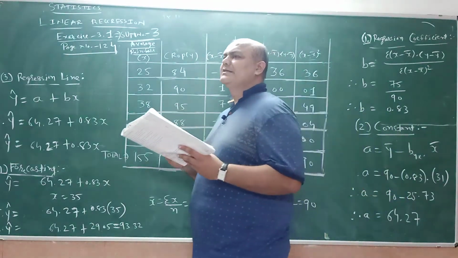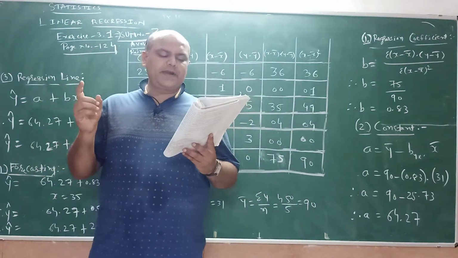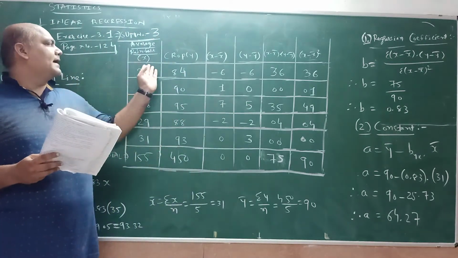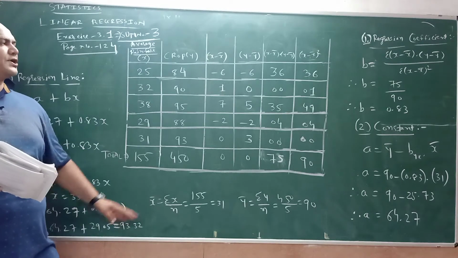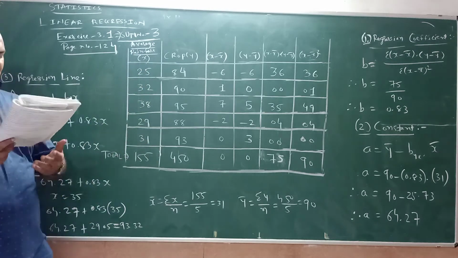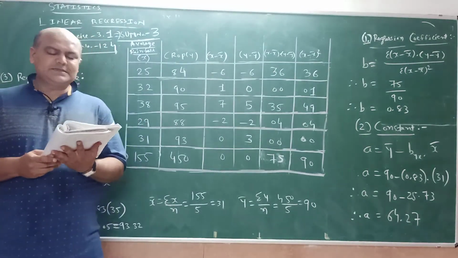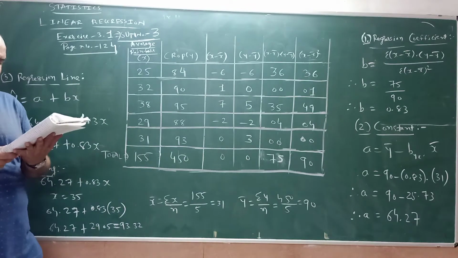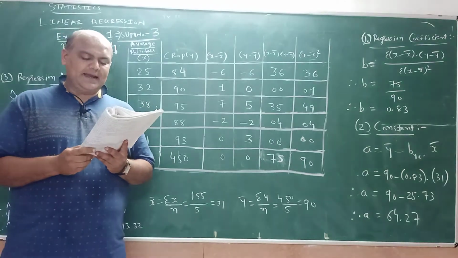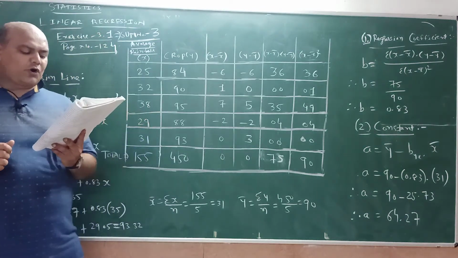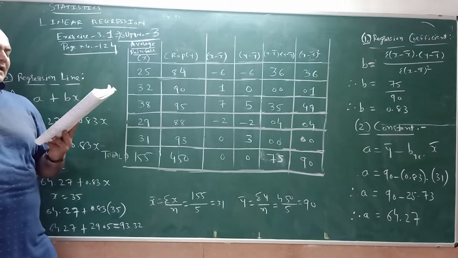Students, they provide us 2 variables. Number 1, average rainfall that we denote by x, and second is crop that we mention by y. Average rainfall is given in centimeter while the crop is provided in tons. In average rainfall it is 25, 32, 38, 29 and 31. And in crop it is 84, 90, 90, 95, 88 and 93.